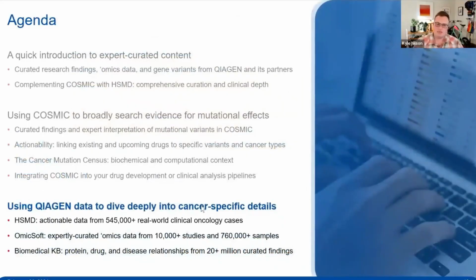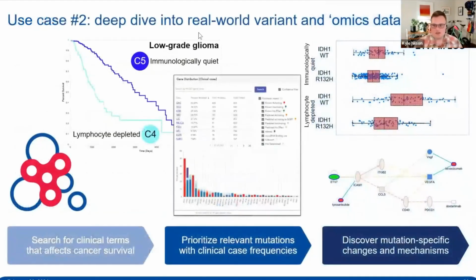So moving on to the second use case, what if you want to dive a little bit more in depth? This is where we can really take advantage of the human somatic mutation database that QIAGEN offers, as well as our curated omics data and our curated relationships. For this use case, I want to focus on some of the findings present within the TCGA marker papers, and from there, tease out a mechanism for why low-grade glioma seems to potentially be affected so much by host immune response.